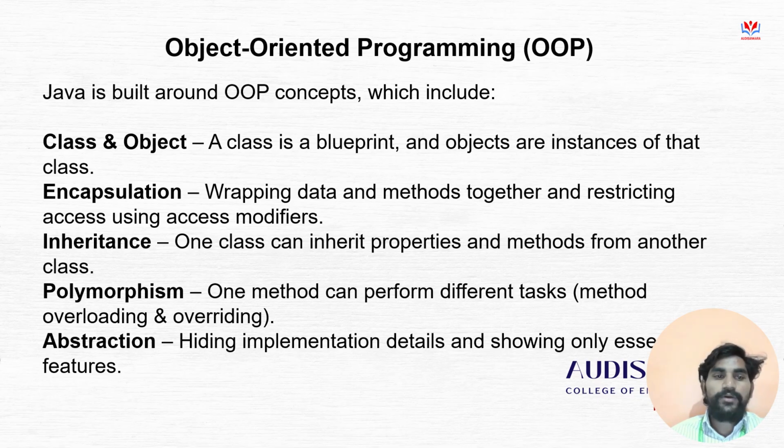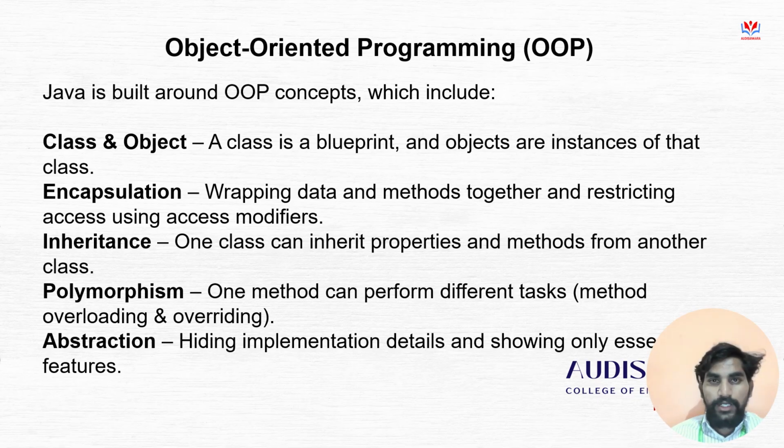What is OOPS in Java? It is a major question asked by every interviewer seated opposite your table, so please make a note of it. OOPS means object oriented programming. Java is built around OOPS concepts, which include class and object. A class is a blueprint, and objects are instances of the class. Suppose you have a blueprint of a house, and the objects are instances of the class. It is a good example. Then there is encapsulation. What does encapsulation mean? Wrapping data and methods together.